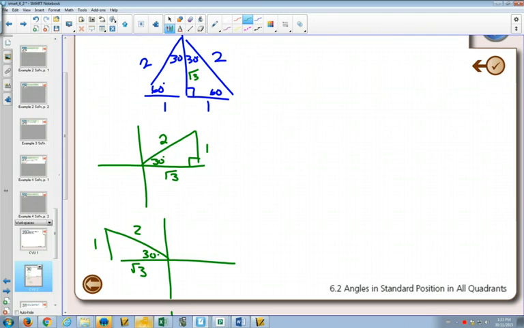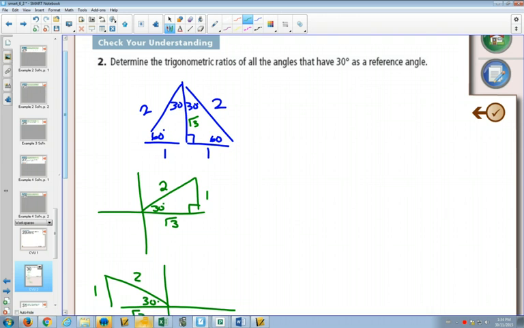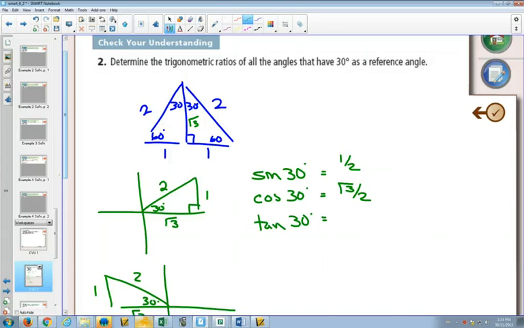If we've drawn our triangle in quadrant 1, we'll go there eventually. Now that we've drawn all of our triangles, these ones we've done already. So sine of 30, cos of 30, and tan of 30. Once you've got your triangle, sine is opposite over hypotenuse. It'll be 1 over 2. Cos is adjacent over hypotenuse. And tan is opposite over adjacent, which when you rationalize is root 3 over 3.